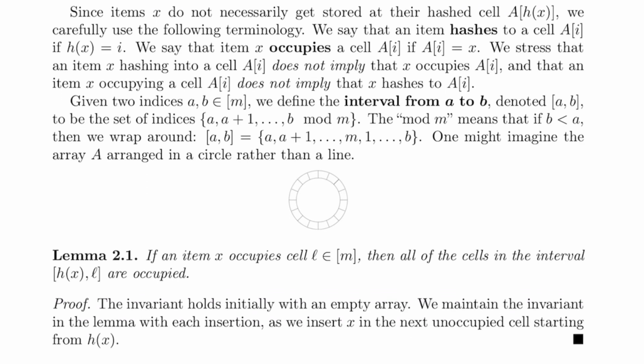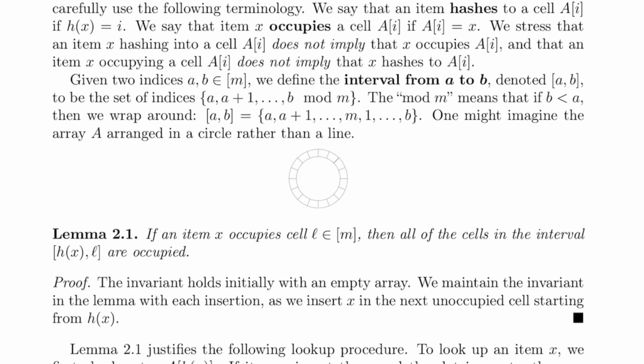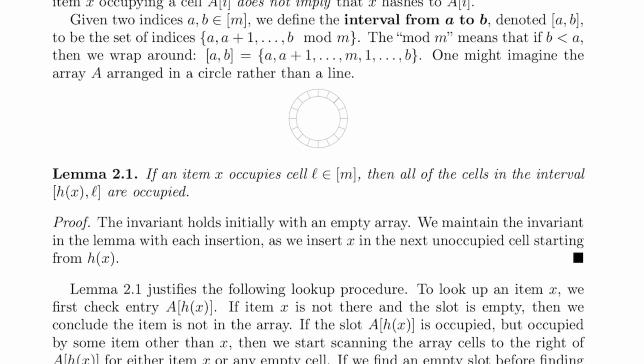Given two indices a and b in 1 through M, we define the interval from a to b, denoted [a, b], to be the set of indices a, a plus 1, and so on up to b mod M. The mod M means that if b is less than a, then we wrap around. The interval from a to b is the set a, a plus 1, all the way up to M, and then starting over from 1, 2, 3, on to b. One might imagine the array A arranged in a circle rather than a line.